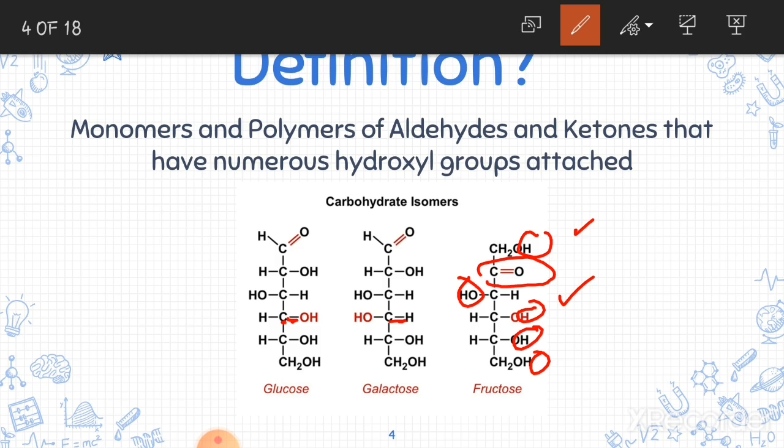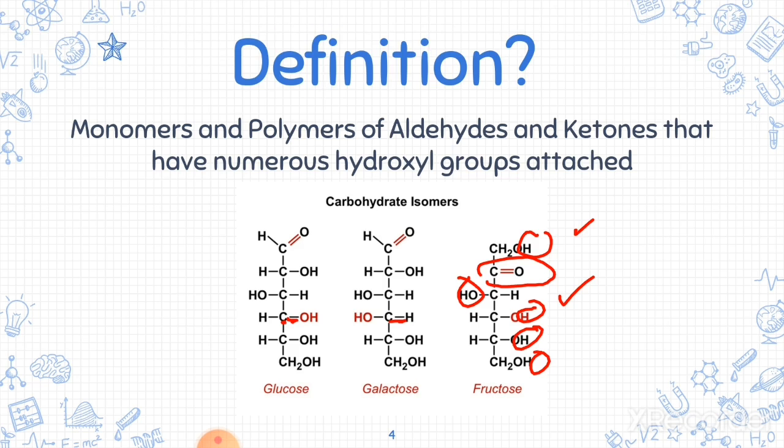Now all these glucose, galactose and fructose, these are the monomers. These are not the polymers but are the monomers. They are the single unit. Now we will discuss how the polymers are formed from these monomers in our upcoming slides. So for now, you just need to understand the definition of the carbohydrates.